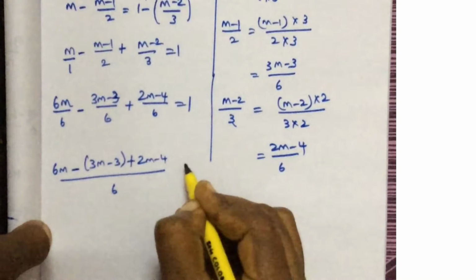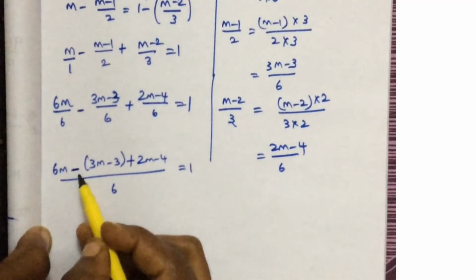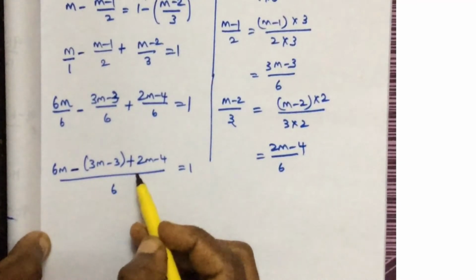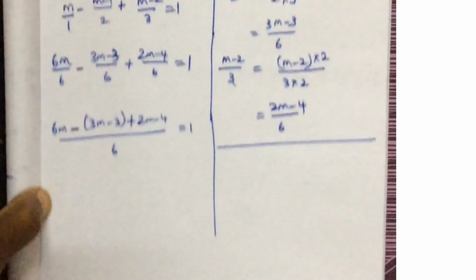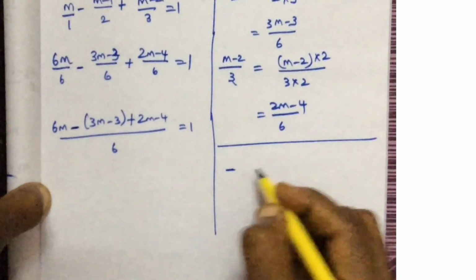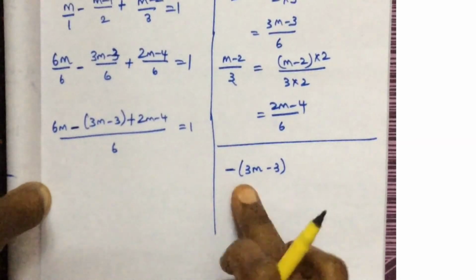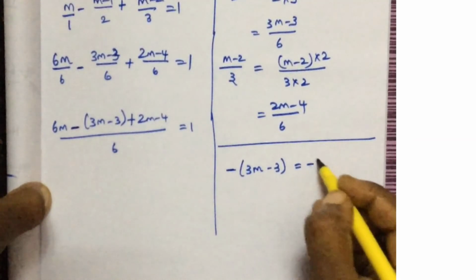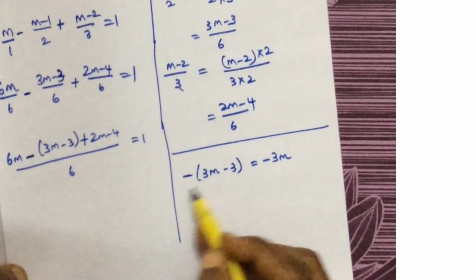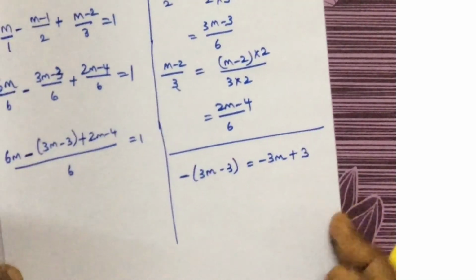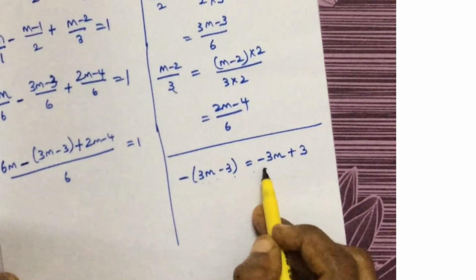Now, you may have a doubt: why is a bracket necessary if there is a negative sign, and why is it not necessary if you have a plus sign here? Many of you might know that, I just want to clarify this point. Suppose I have minus of (3m minus 3). What is this minus of (3m minus 3)? That is minus 3m, and this minus into minus becomes plus 3. So, minus of (3m minus 3) is minus 3m plus 3.